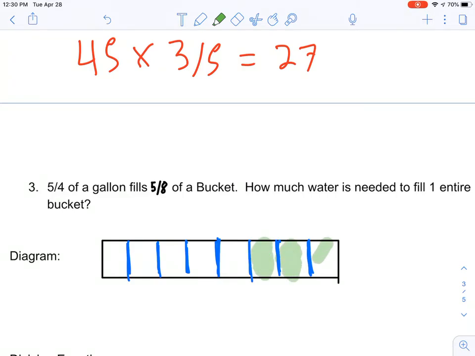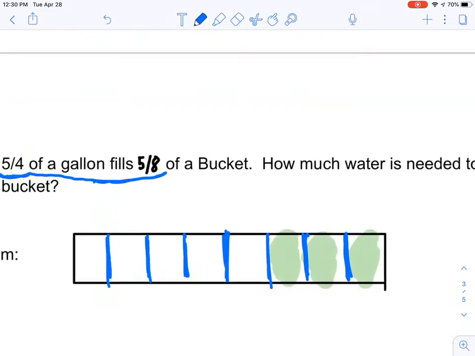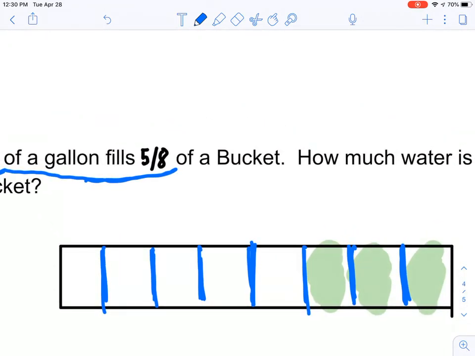5/8 of the way. Okay, the remaining 3/8 are empty. And let's see how much goes into each of those 5/8. 5/4 of a gallon fills 5/8. So let's go ahead and put our 5/4. And we need to divide that equally amongst our 5/8.